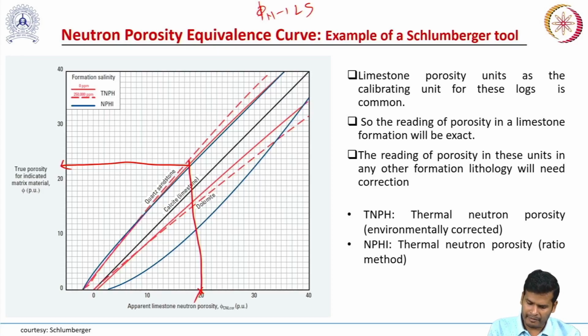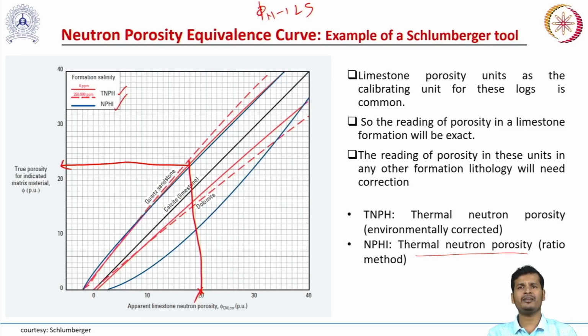Here we see the two curves. One is the TNPH curve and there is an NPHI curve. These are two types of compensated neutron logging tools of Schlumberger. One is called the TNPH, second is called the NPHI. So for different tools, we'll have different neutron porosity equivalence curves. You should be choosing the equivalence curve for the intended tool only. That means for a particular tool, whatever neutron porosity equivalence curve has been generated, you should use only that curve, not any other curve made for any other logging tool.